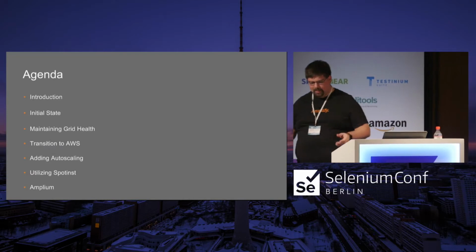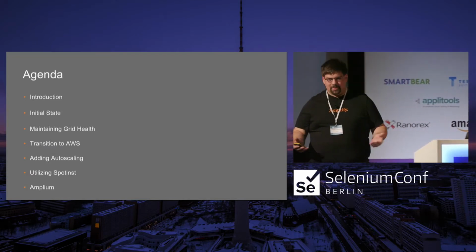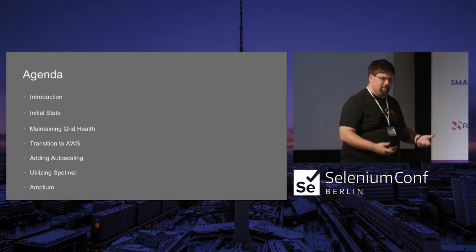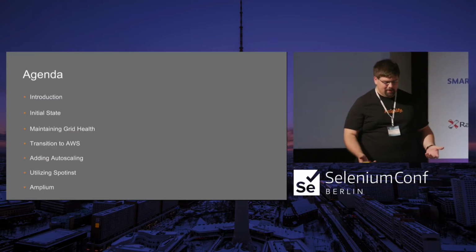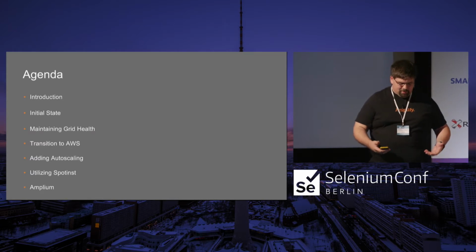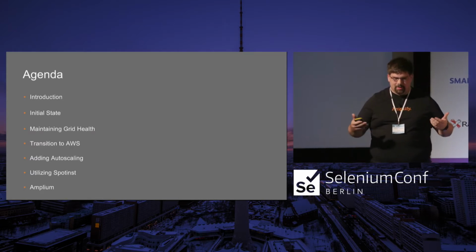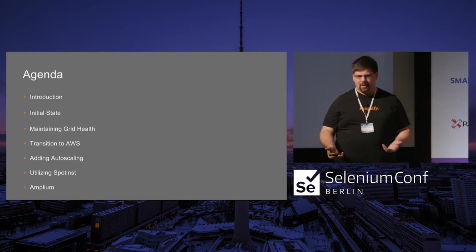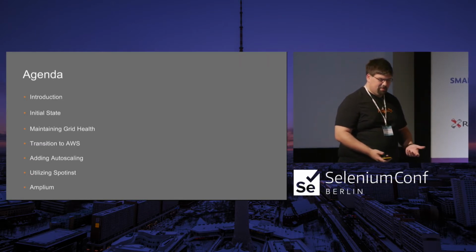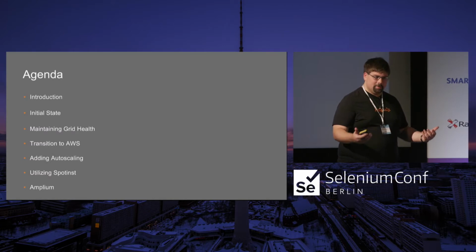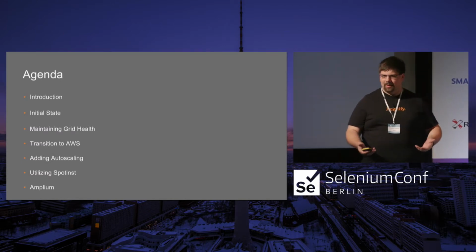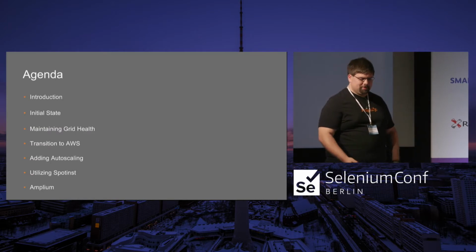All right, so just a brief agenda of what I want to talk about. I'll give a brief introduction about myself and about what Amplify Education does. I want to jump into our initial state, how we got started with Selenium Grid, and then I'm going to talk about our transition to AWS, maintaining your Selenium Grid's health, and how we optimized things by adding autoscaling to reduce cost. I'm going to talk a little bit about utilizing Spot Instances, which is another way we reduce costs significantly. We're going to finish up talking about Amplium, which is a Python-based proxy for multiple Selenium grids that we wrote.